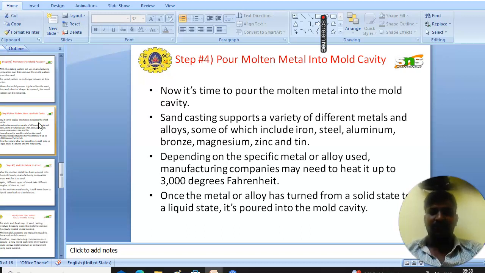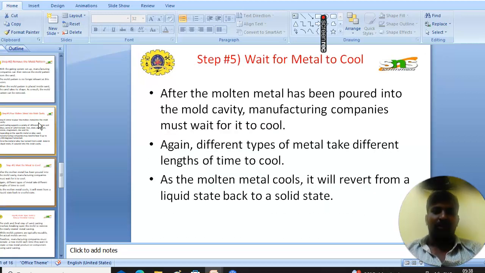Now it's time to pour the molten metal into the mold cavity. Sand casting supports a variety of different metals such as iron, steel, aluminum, bronze, magnesium, zinc, and tin. Depending on the specific metal or alloy used, manufacturing companies may use heat up to 3000 degrees Fahrenheit. Once the metal or alloy has turned from the solid state to the liquid state, it is poured into the mold cavity. Step 5 is waiting for the metal to cool.